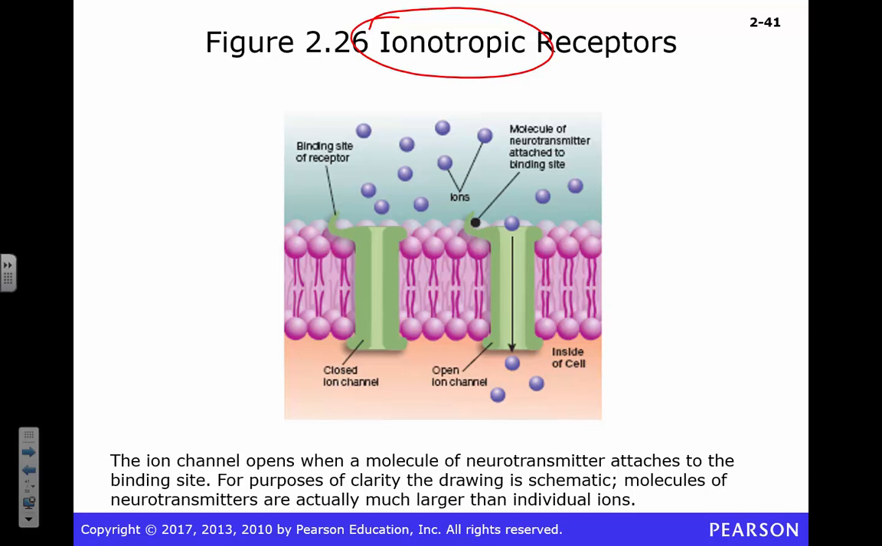Okay? Here's how this works. You've got a closed channel. You've got a neurotransmitter that binds. It opens. An ion goes through it. It's a direct one-to-one relationship. Wherever the neurotransmitter is, that's where the channel is. That's where the ion is that comes through, right?